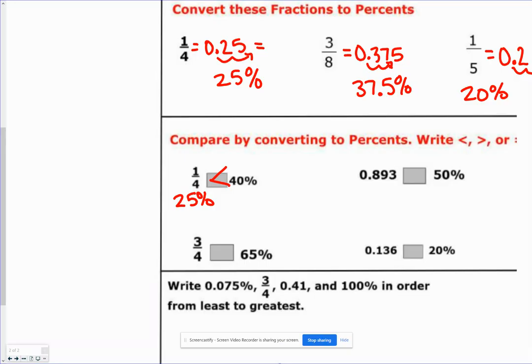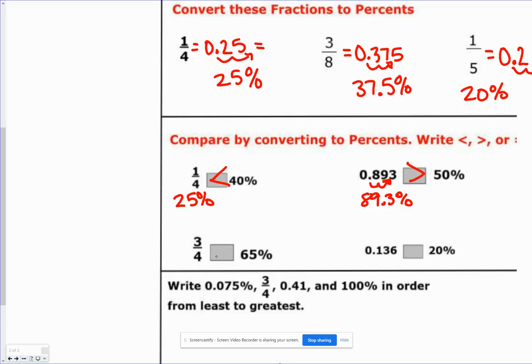Okay, what about the next one? How do we compare those? Hopefully, you've converted to the percent by moving it 2 spots to the right. So really, this is 89.3%. What's larger, 89.3% or 50%? Yeah, 89.3. And the alligator eats the bigger number. Try the next two if you can.